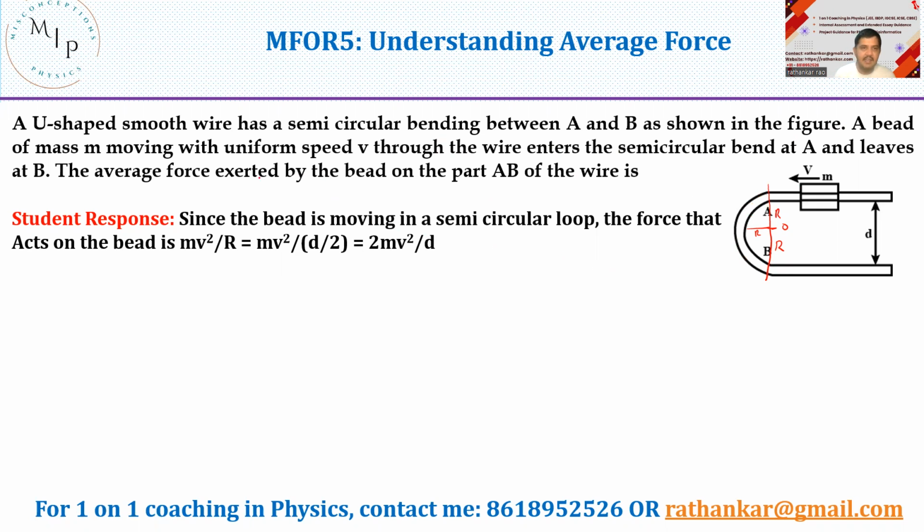Read the question once again. A bead of mass m moving with uniform speed v. That means the speed here is v. When it reaches here also it's v. When it reaches this point also v. When it exits also it's v. There's no change in the speed. That's what you mean by uniform speed. And leaves at B, the average force exerted by the bead on the part AB of the wire is. What is the average force?